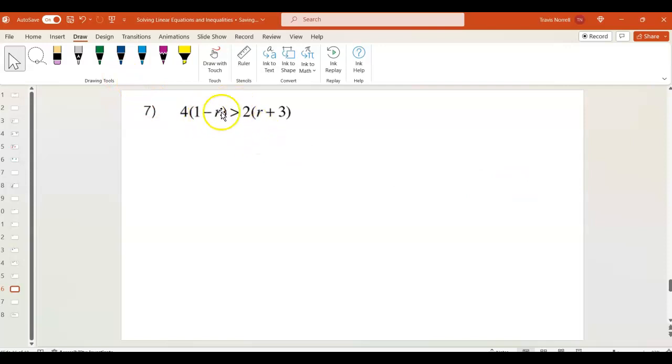This one's going to require some distribution and then moving it. So distribute your 4, distribute your 2, and then try moving it like we did in the last example. Pause the video and see how you do.